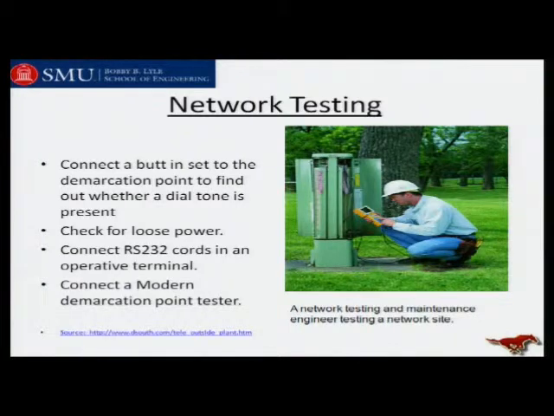The second is check for loose power. The third one is connect an RS-232 cord to an operative terminal. You can make a note over here that RS stands for recommended standard. And the fourth and the last one is connect a modern demarcation point tester. You can see it being used over here.